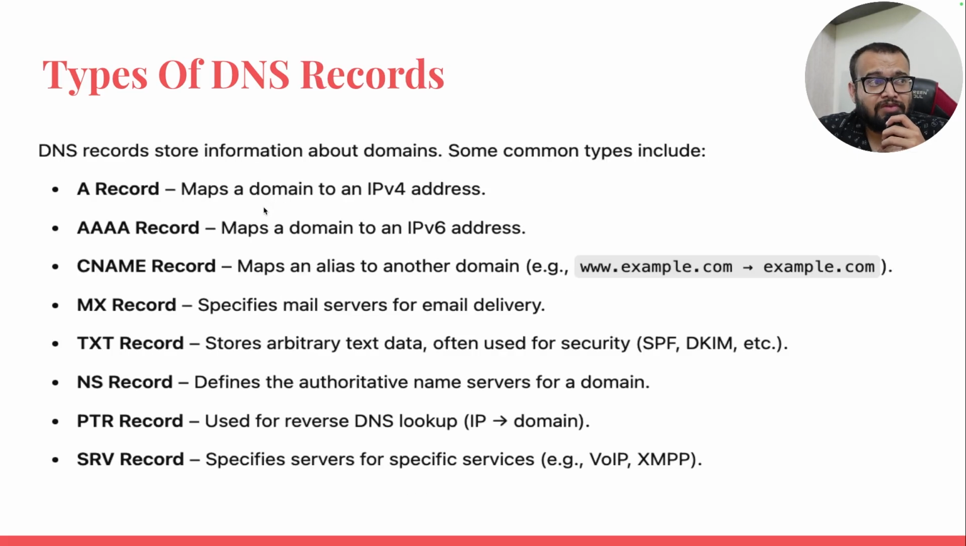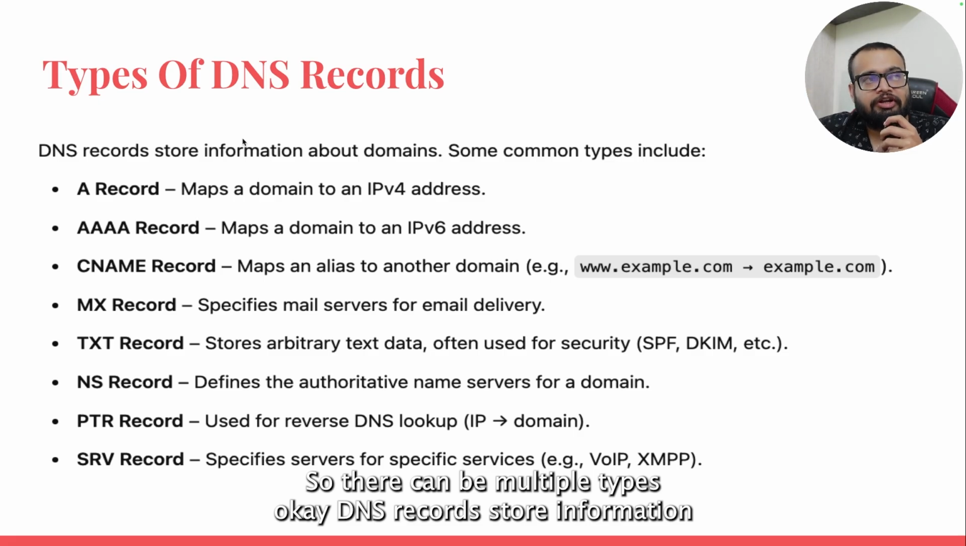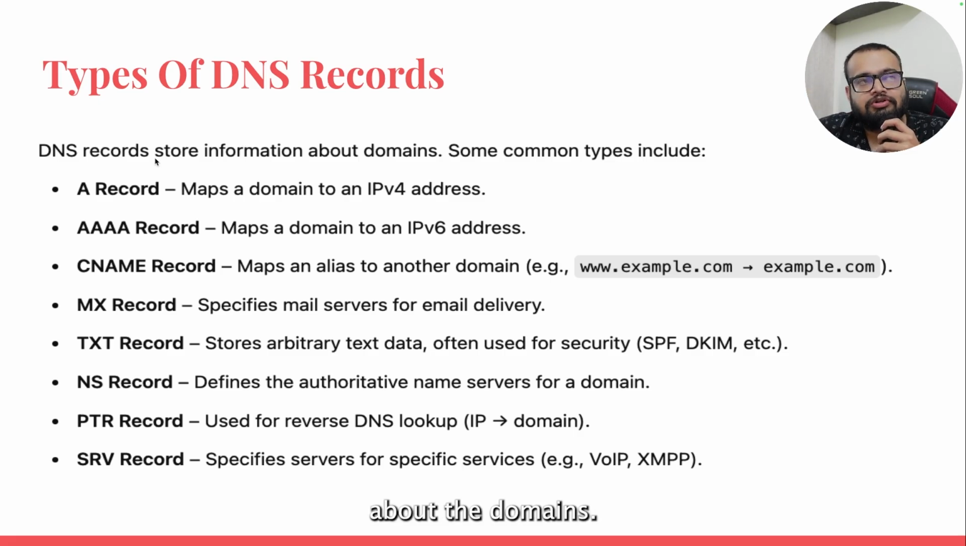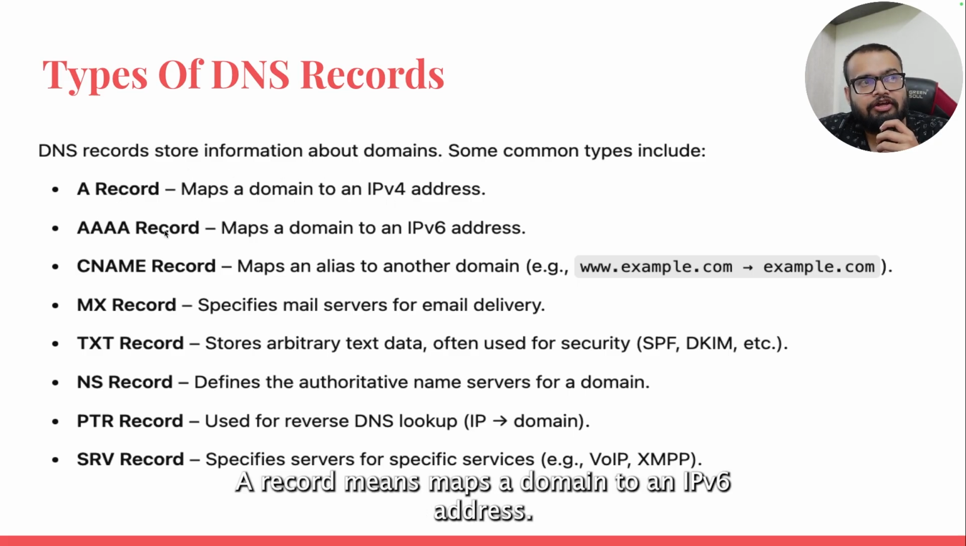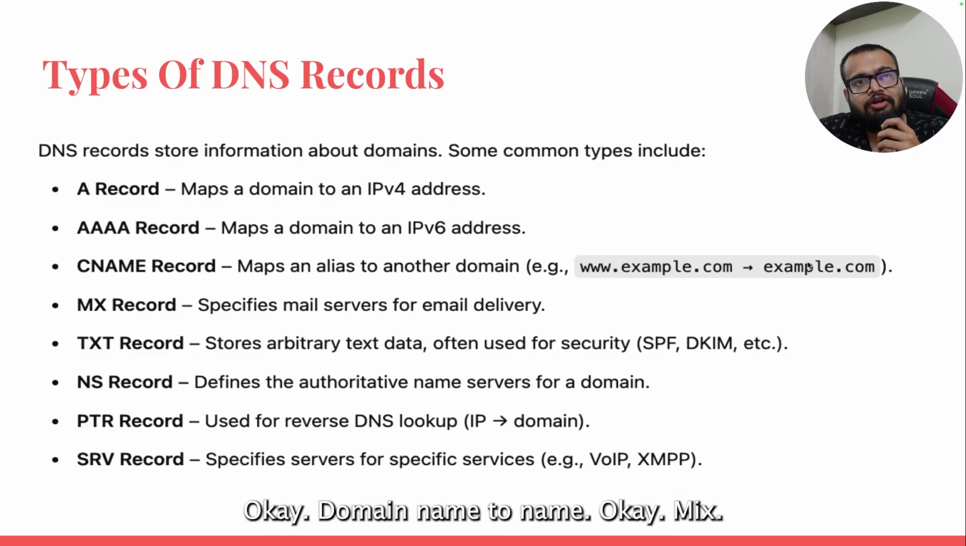So what are the types of DNS records? There can be multiple types. DNS records store information about domains. An A record maps a domain to an IPv4 address. An AAAA record maps a domain to an IPv6 address. A CNAME record maps an alias to another domain, like name to name.